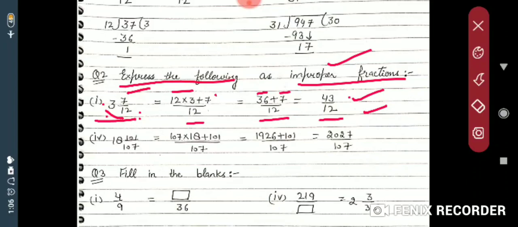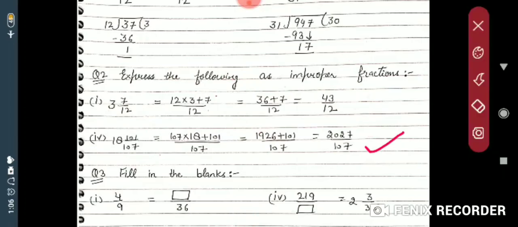Let's see another example. 18 whole 101 upon 107. First multiply the denominator by the integral part. 107 multiply 18, and then you will add the numerator part, that is 101. So 107 multiply 18, you will get 1926. And you add 101 and you will get 2027. And what is the denominator? 107. The denominator never changes. The denominator remains the same.